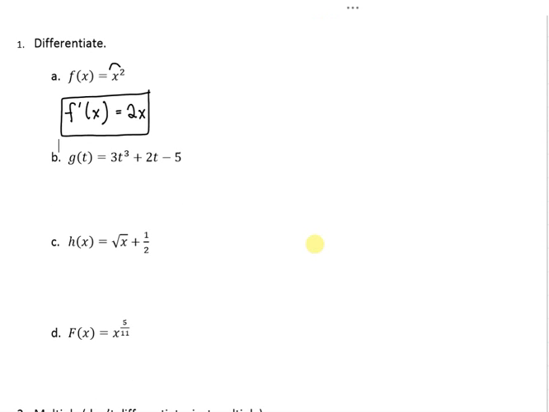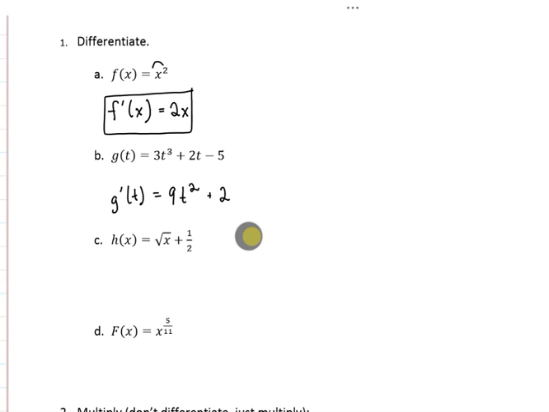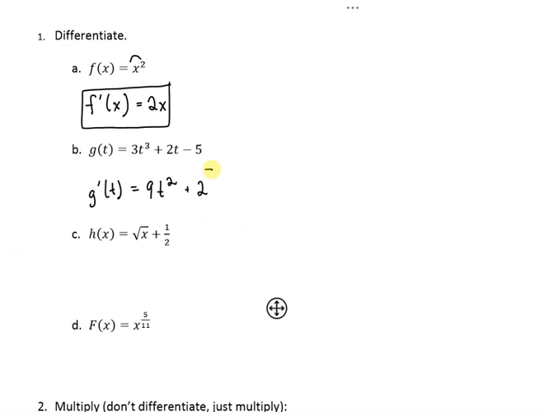Part B, it's just a polynomial, so it's kind of the same deal. G prime of t: 3 comes in the front, multiplies by the 3 and becomes 9. Power goes down by 1 to become 2. The 2t just becomes a 2, and the minus 5 is a constant, so it goes away.